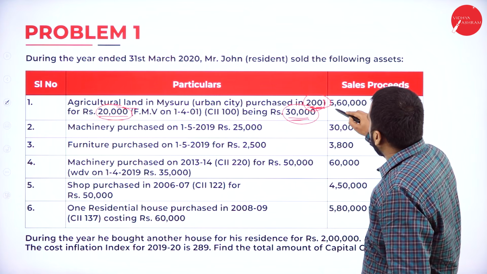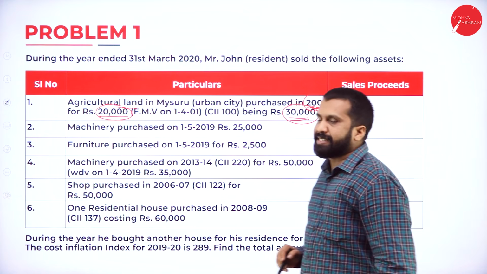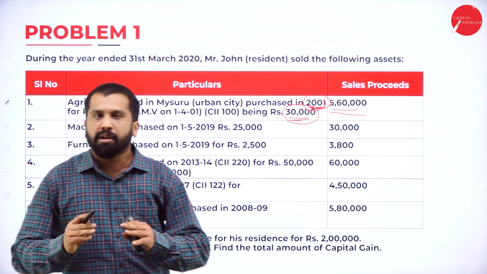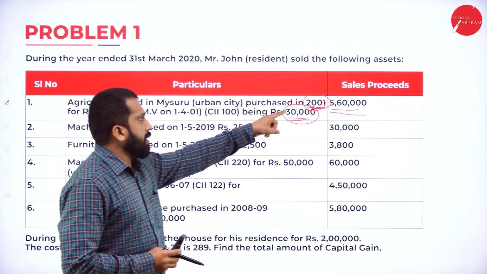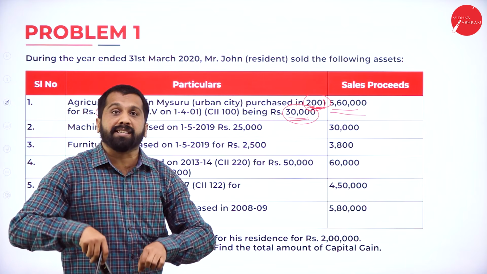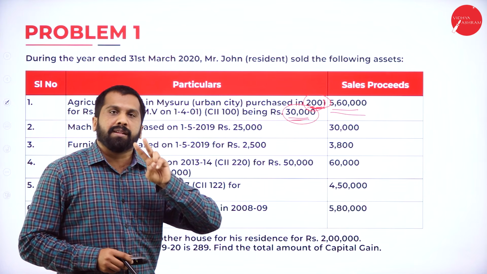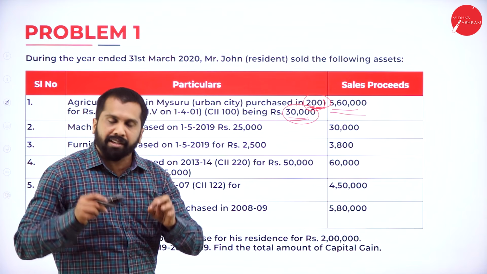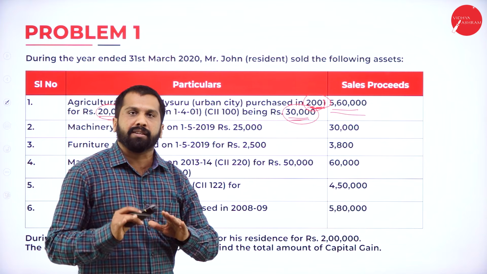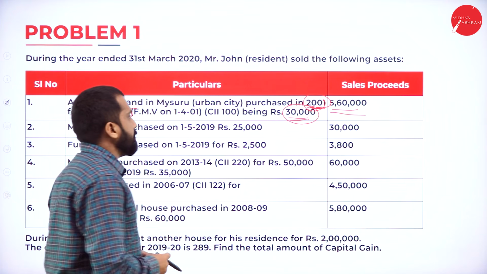Now, at what price you sold? 5,60,000 you sold. You know the format. Is it a long term or short term? See, from 2001 to 2020, almost 20 years. Long term or short term? It is a long term. We should do indexation. Yes, we should do indexation. Clear? I'll go to the answer.